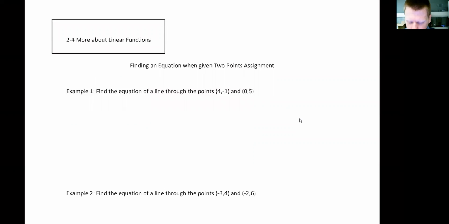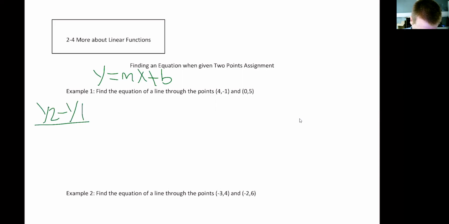To find an equation when given 2 points, it's a little bit of review, but remember you're trying to get y equals mx plus b. So you have to find your slope, your m, and your b, your y-intercept. To find your slope, that's a review from what we've been doing. You want to use the slope formula, y2 minus y1 over x2 minus x1.